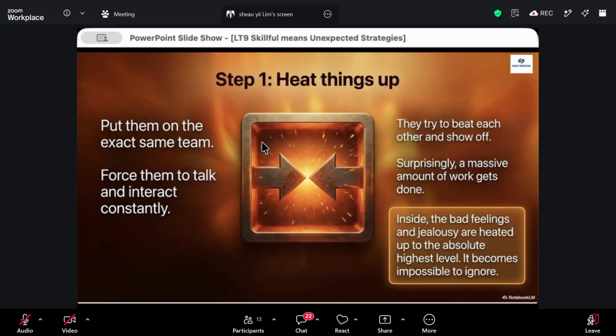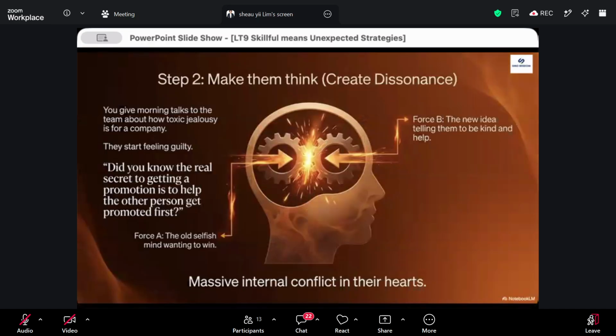Okay, thanks. This will be the first step, that we put them together and the heat among them gets higher and higher. Then we move to the second step. On this step, we make them think. We want to create this resonance among them. So while they are working together, during the morning talk, we can start to give some advice to them, and we can talk about how jealousy can hurt the company teamwork. And with that, slowly we can skillfully teach them to use the 4 steps. In order to get promoted, you actually have to help someone to get promoted.